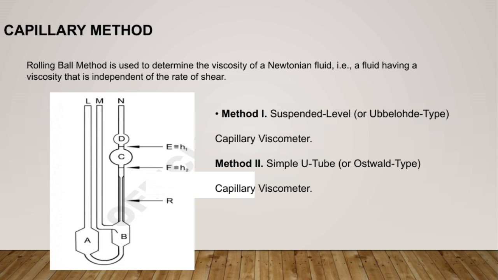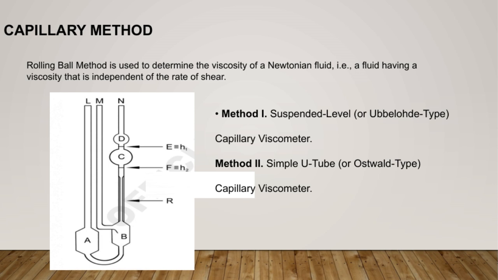First, we have method I, the suspended level or Ubbelohde type capillary viscometer. This method involves a vertical tube where the fluid's flow is measured by observing the time it takes for a small amount to pass between two marks. It's known for its accuracy and is commonly used in precise viscosity measurements.